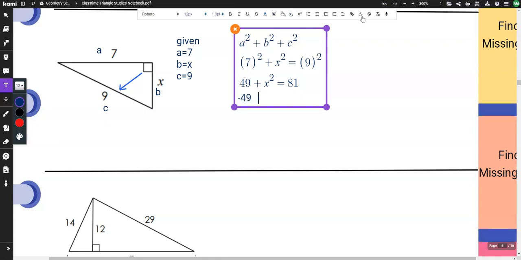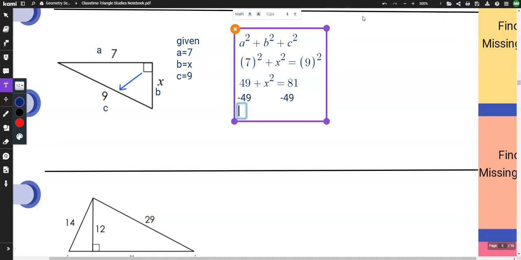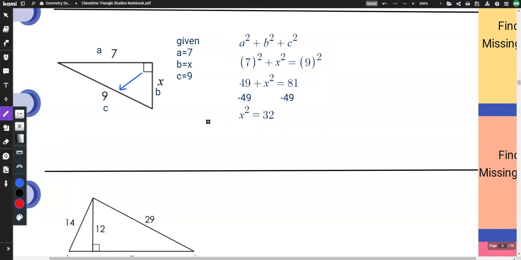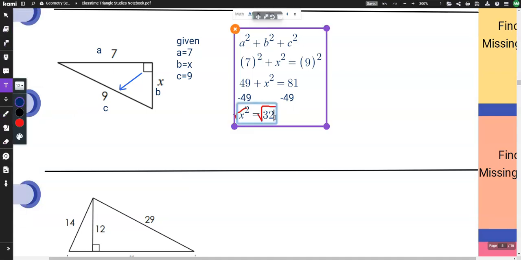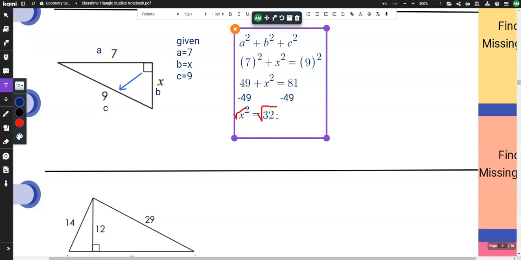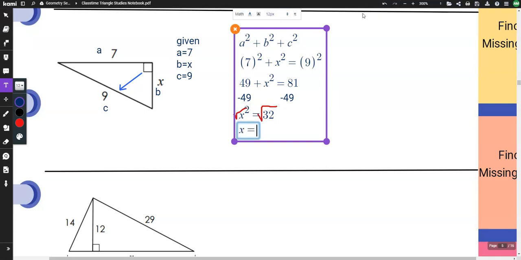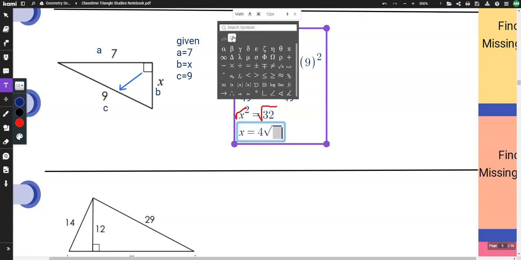I need to move that 49 to the other side of the equation, so I'm going to subtract it from both sides. And I'm going to get that X squared is going to be equal to 32. And you take the square root of both sides. And X is going to have an exact value here. So we know that X is going to be equal to 4 times the square root of 2. And the reason we know that is 32 is 16 times 2.